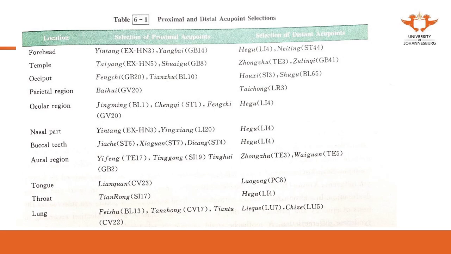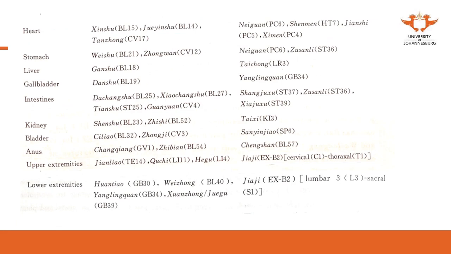For example, you can go through the details by yourself. The forehead, you can use HN3. GB14 is the local point on the head. You also can use large intestine 4, stomach 44. The tongue, you can use CV23. It's also local. You can use pericardium 8. So these are just some examples of how to select the local points and distal points. These points you can always apply as a group or as a pair. You can go through them one by one by yourself.